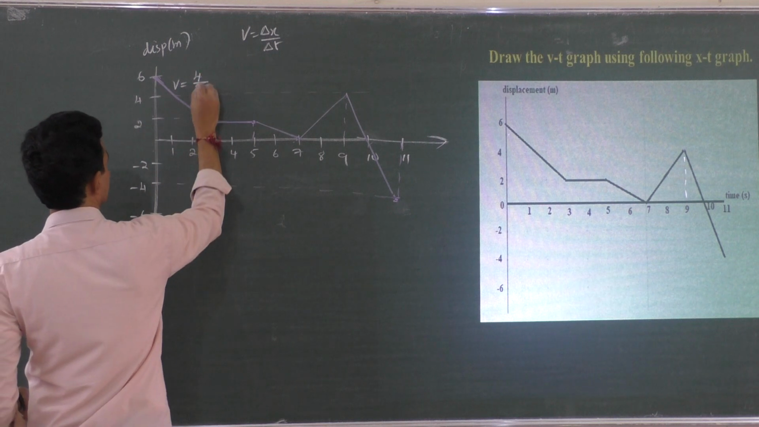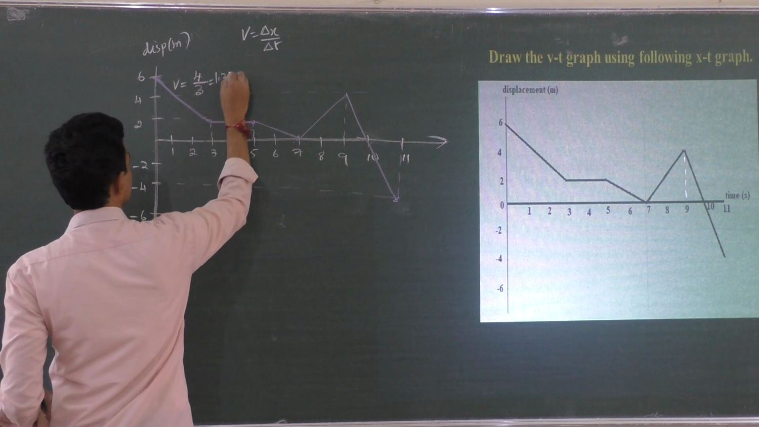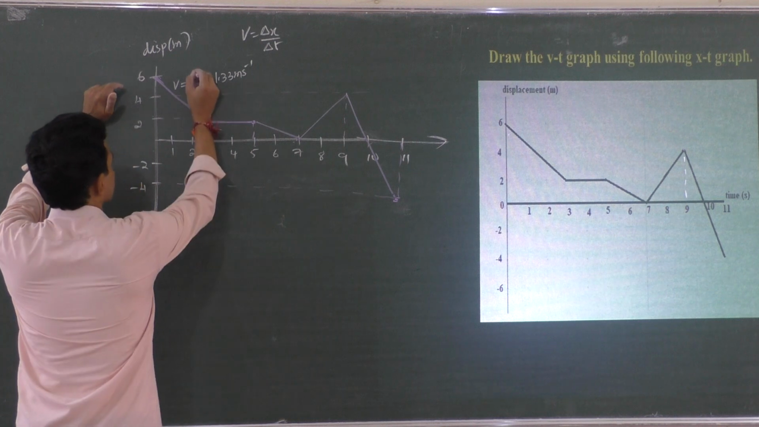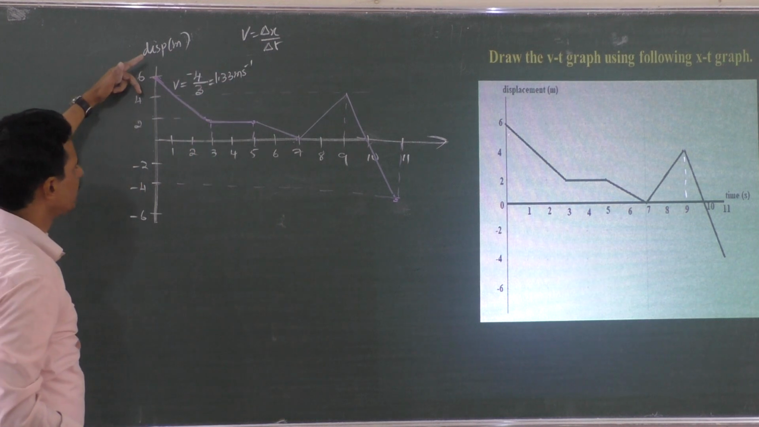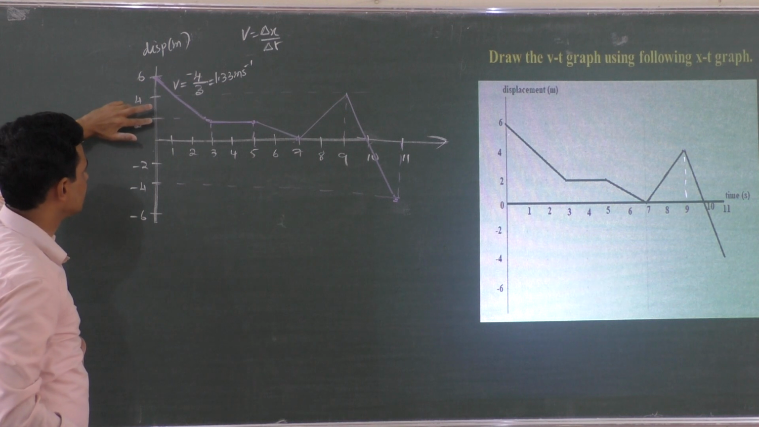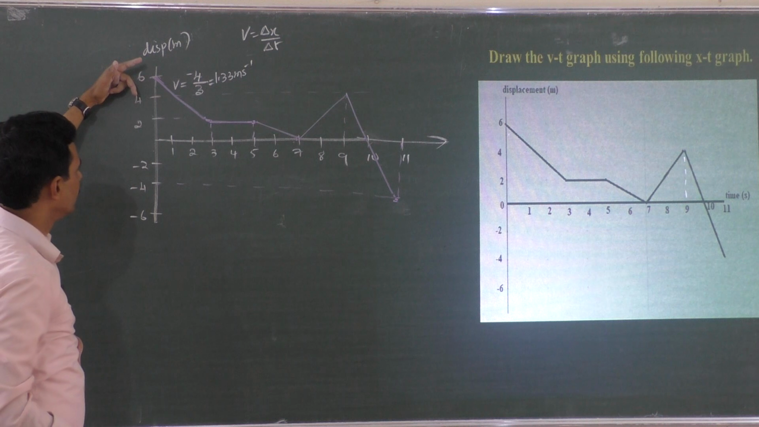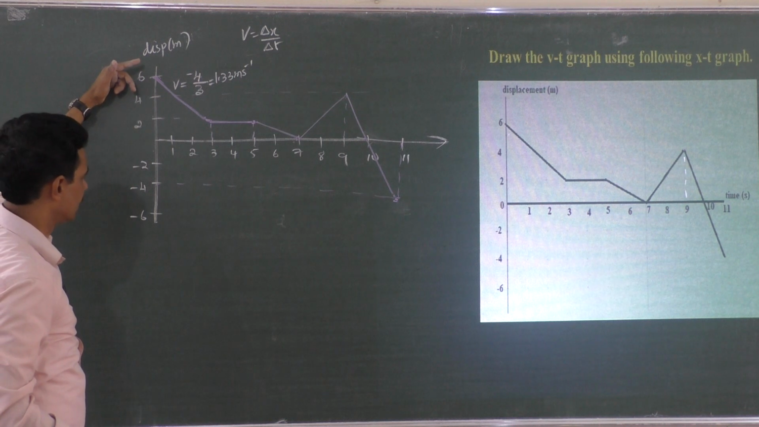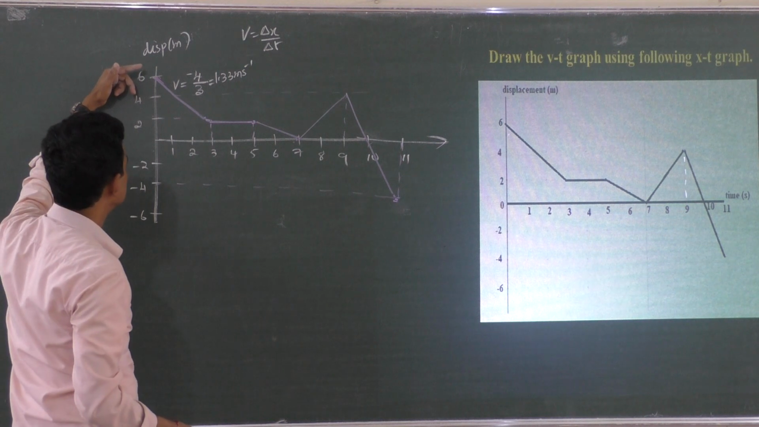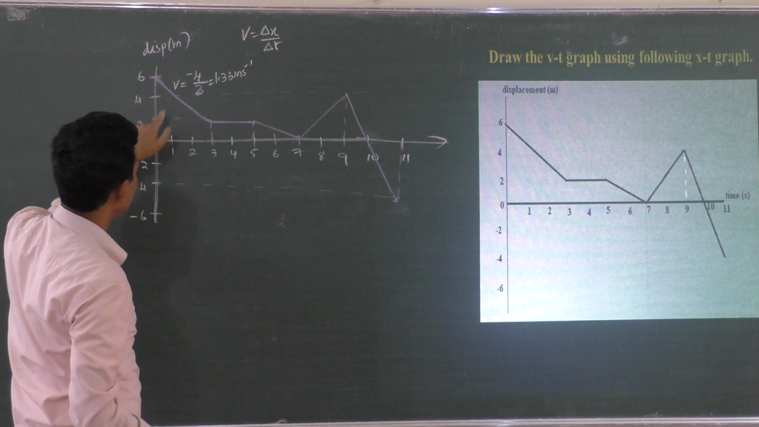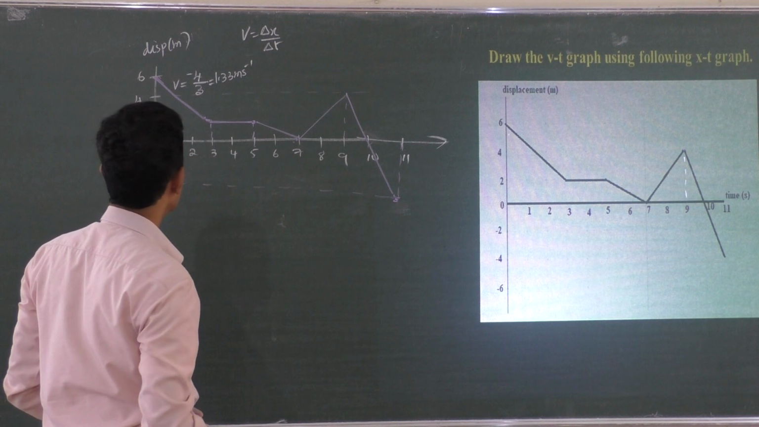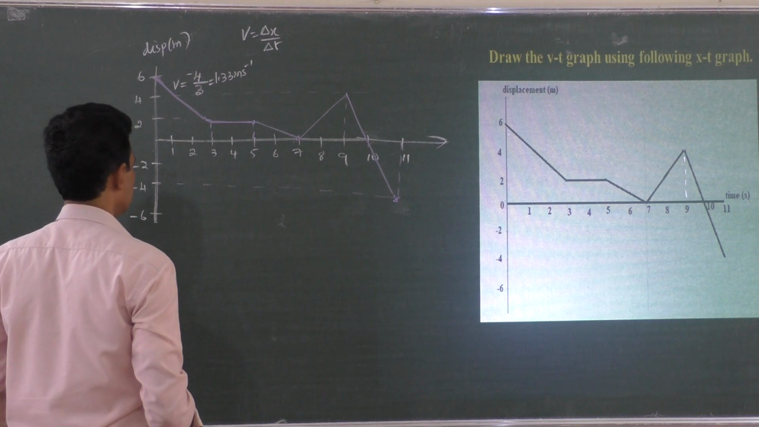Time taken is 3 seconds. So 1.33 meter per second, and it is negative. Why? 2 minus 6, minus 4. 2 minus 6, final position minus initial position. So displacement is negative, velocity is negative. 2 minus 6, and what about time taken? It is 3, correct? 2 minus 6, minus 4 by 3, minus 1.33 meter per second.